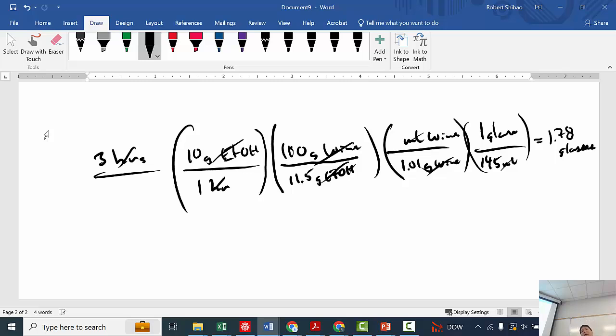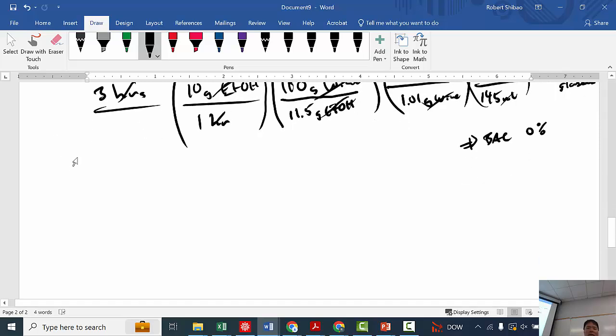So this is why they say, like, 1 drink in 2 hours, you should be safe to drive, right? Something like that, or 2 drinks in 3 hours, depending on how fast you metabolize it. But that's to be at a blood alcohol of 0%. This would give you a BAC of 0%. We're okay with a BAC of 0.1%.